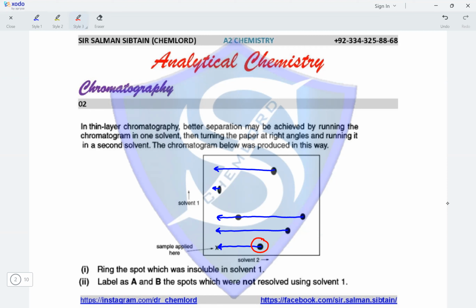So, two spots that were exactly on the same position when solvent 1 was used are these two spots, A and B, because both of them point towards the same position according to the arrow that we drew just right now. That is just a single position on the chromatogram, which was separated into two separate spots upon using solvent 2.